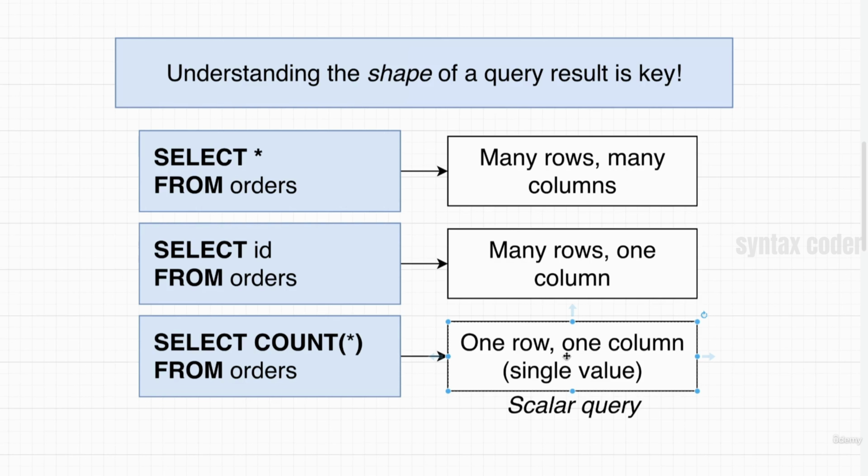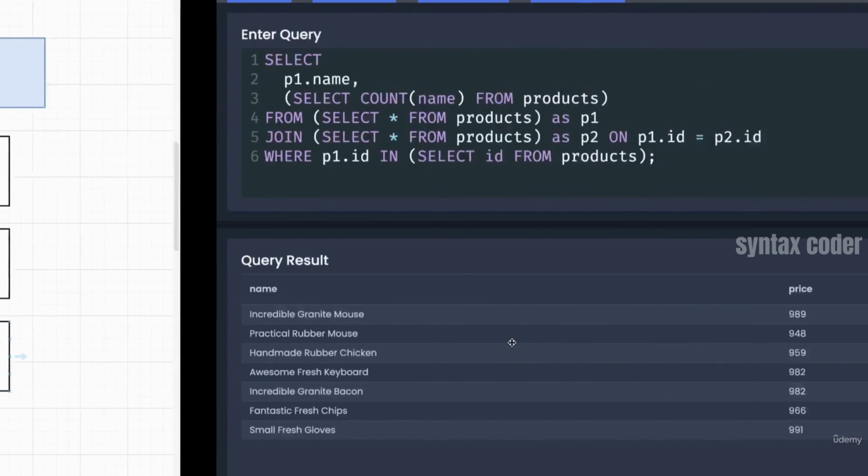Whenever we get back a single value, or essentially one row and one column from a query, we refer to that as a scalar query. Just a little piece of terminology that you might see floating around here and there. So to really cement this idea very quickly, let's go back over and run these 3 different queries. And we're going to see the structure of data that we get back from each one.